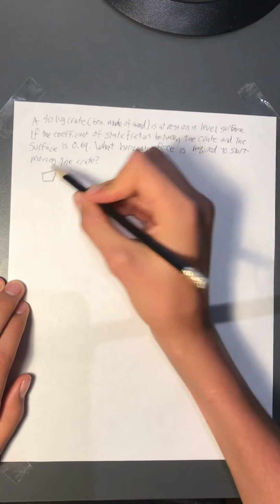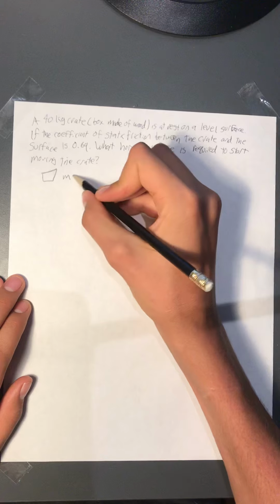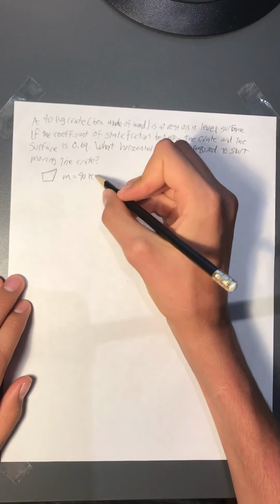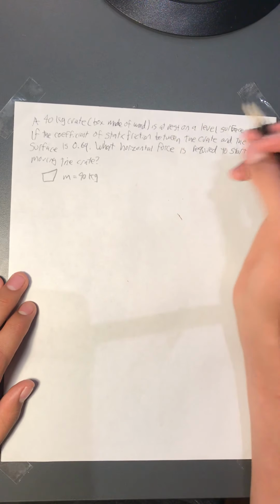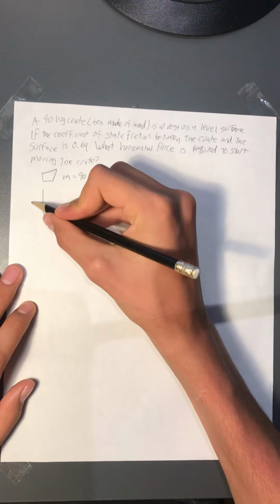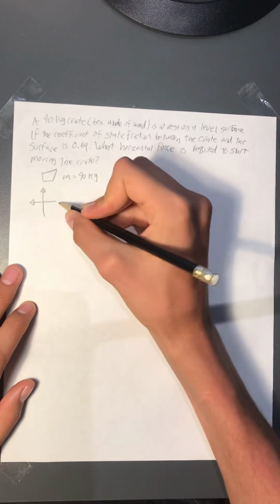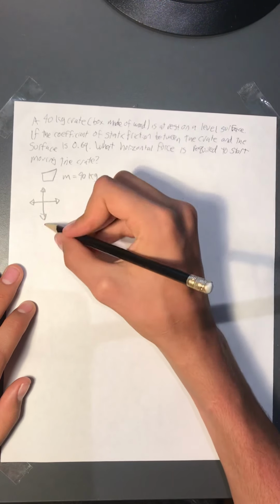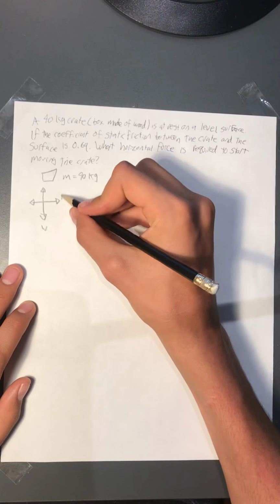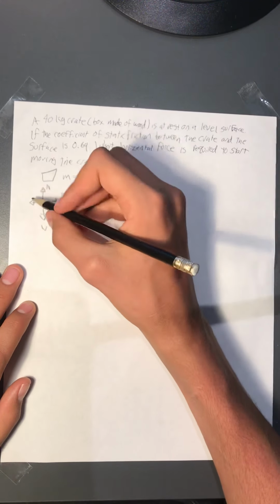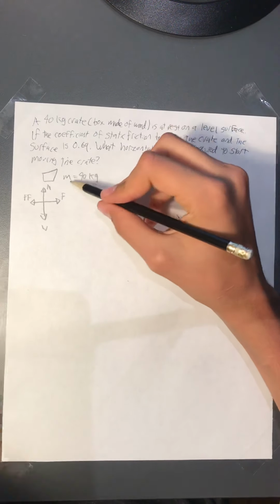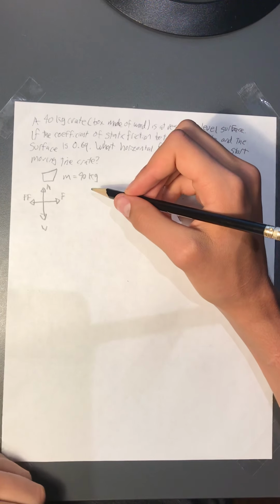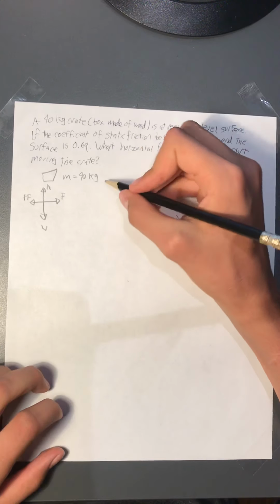It says there's a crate and it has a mass of 40 kilograms. With this we can imagine how our free body diagram is going to be. It'll be like, here's the weight, here's the normal force, and the frictional force. In our initial information we have a mass of 40 kilograms, but in this case we don't want to work with that. We want to see the weight.